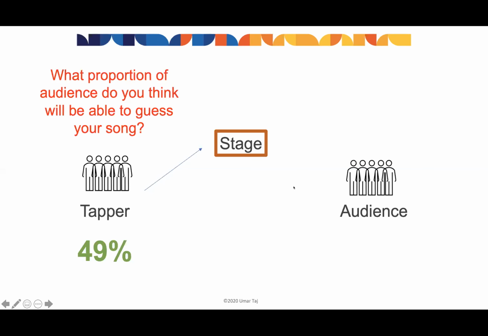Now make a guess. What portion of the audience actually was able to guess the song? Just put it in the chat box. So Mozam says 30%. Aha. Only 3% of the audience was actually able to guess the song. Okay. And this is a really, really important point, which is what we call the curse of knowledge.